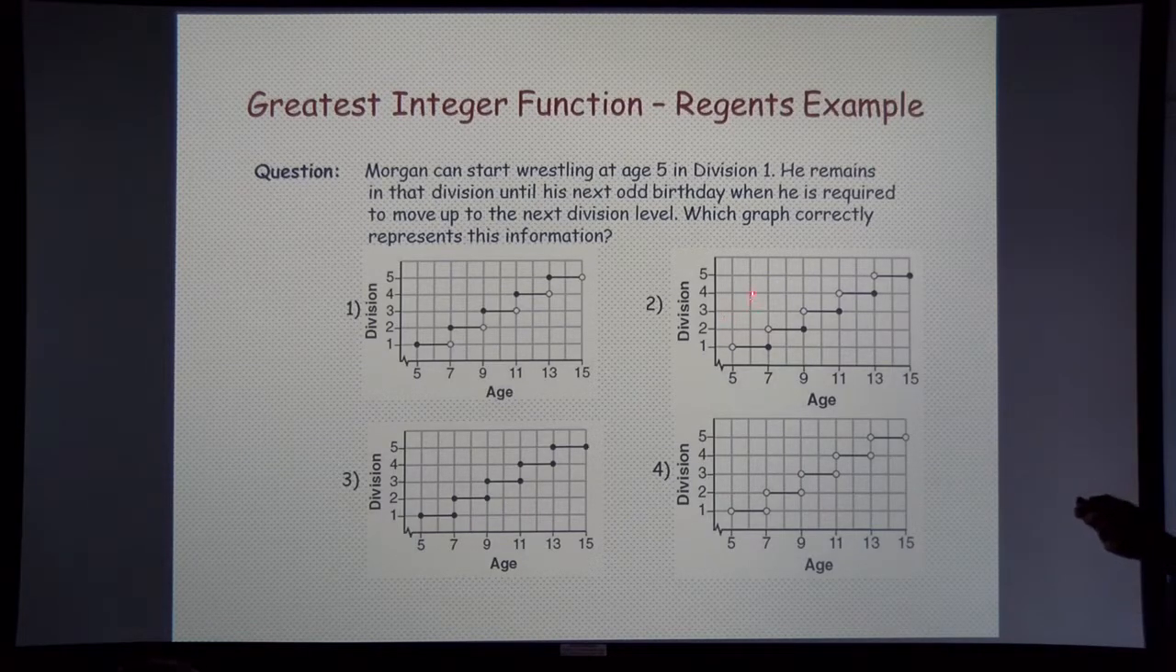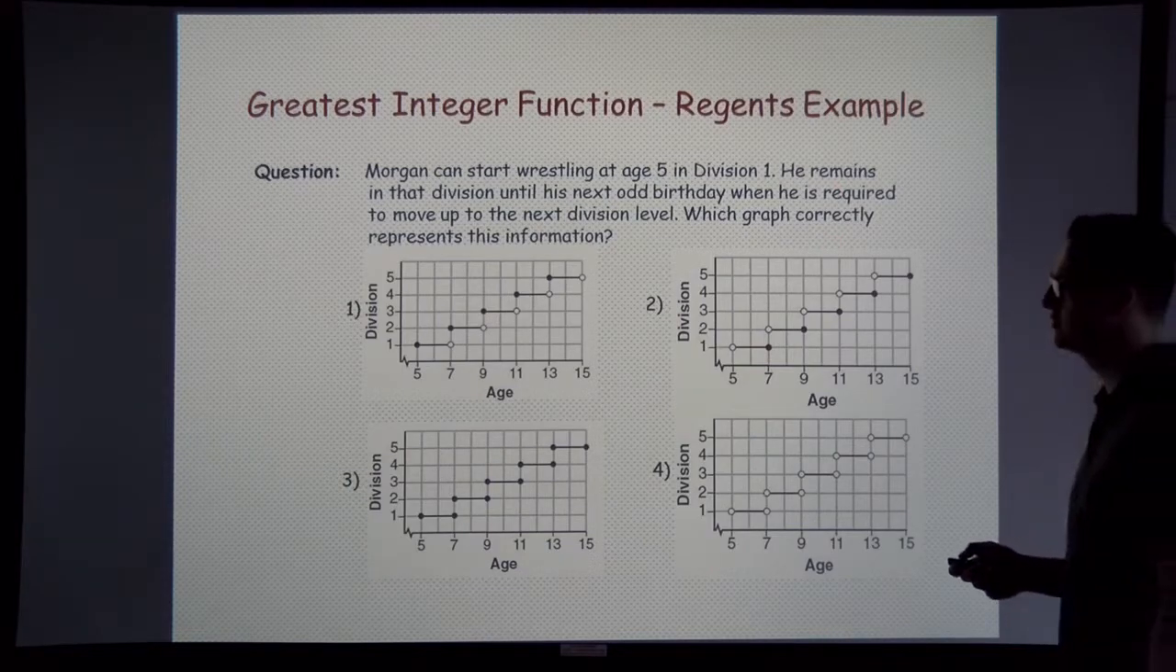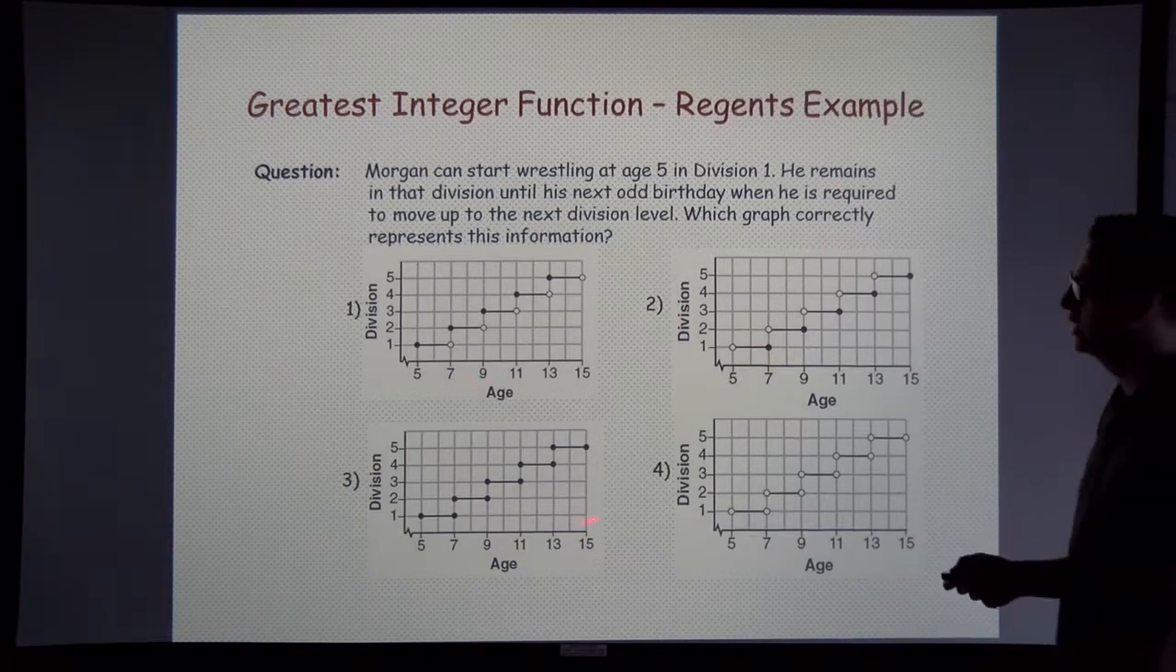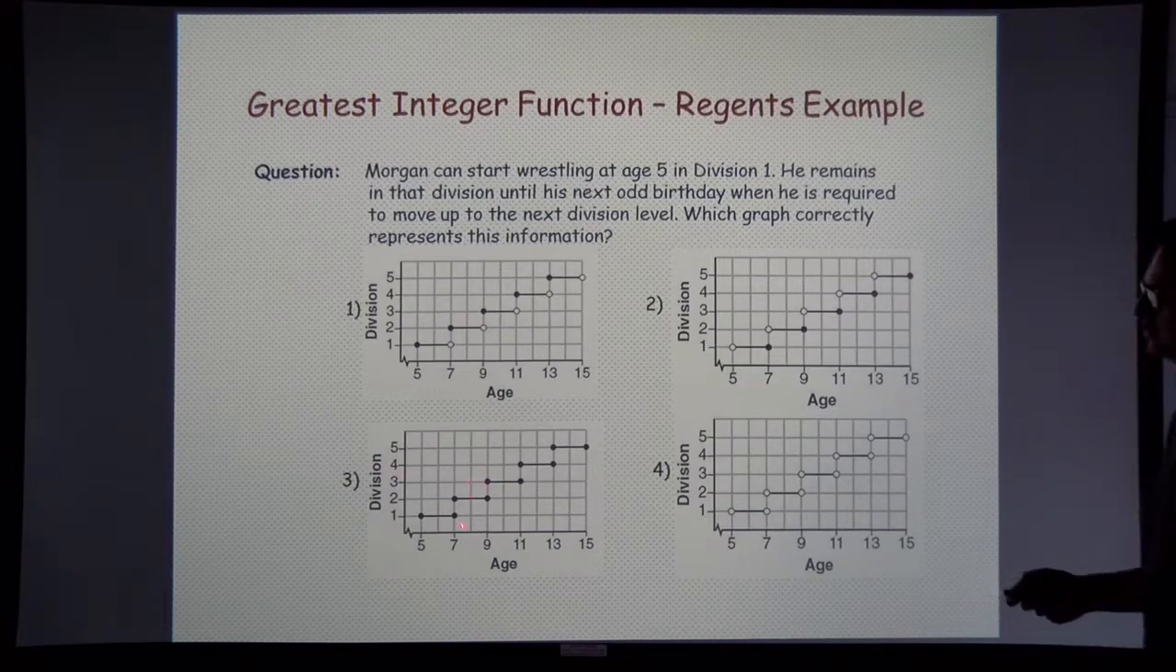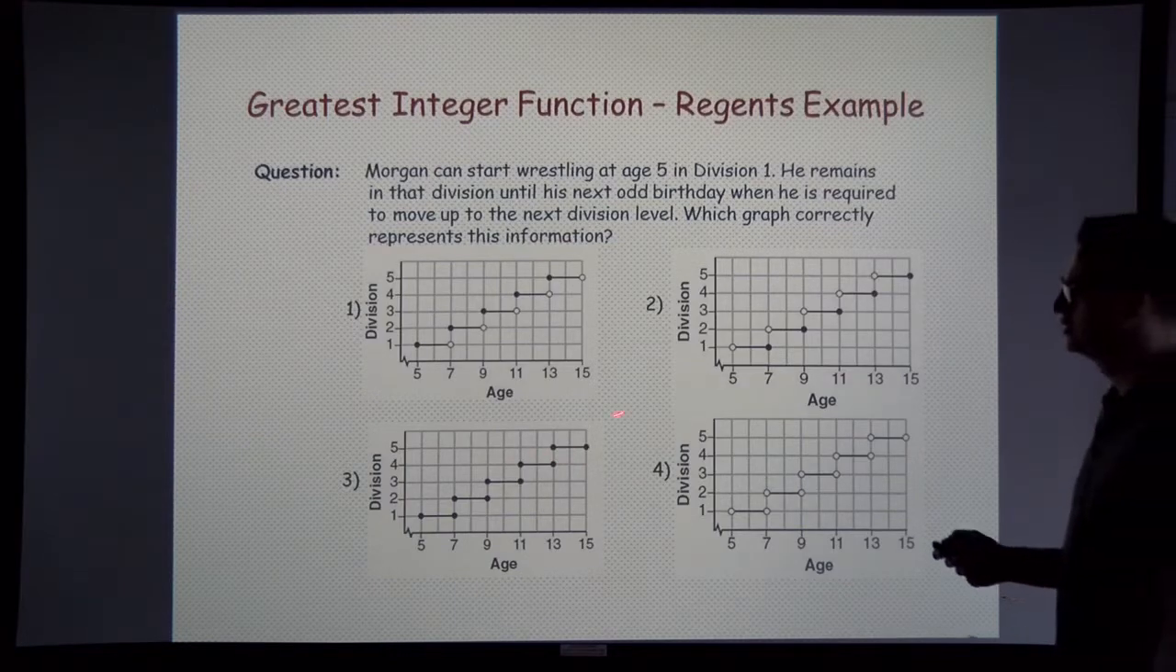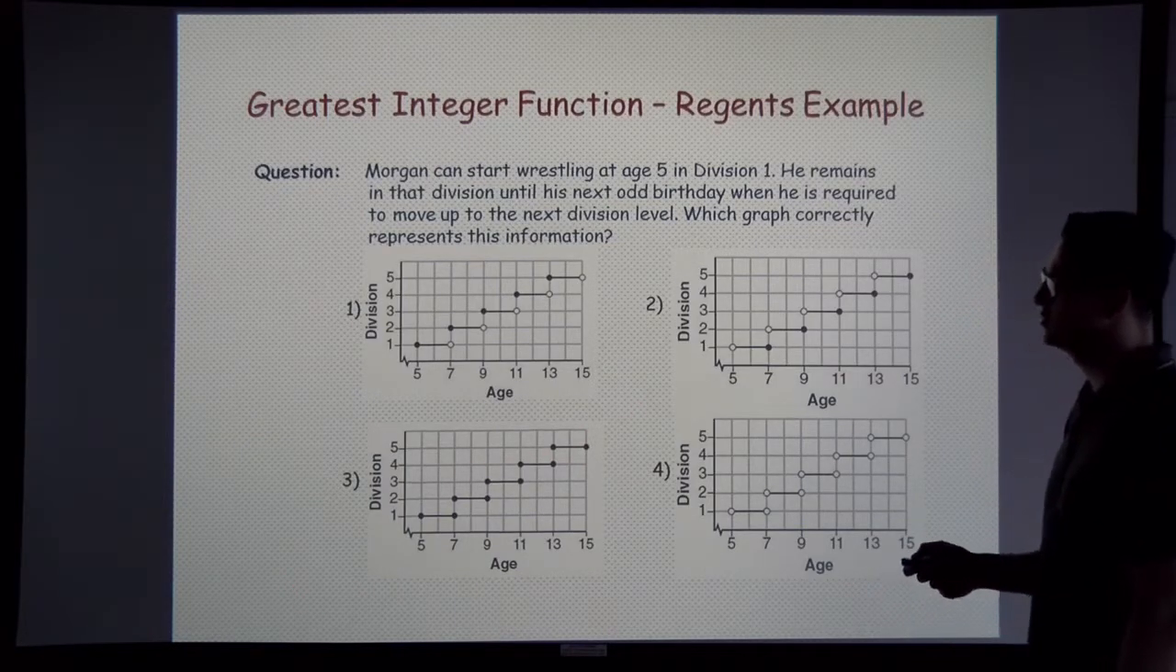So if you look at choice 2 and 4, you could easily eliminate those, because when he is age 5 in Division 1, they don't even have the point plotted. So we could quickly eliminate choice 2 and choice 4. If you jump to choice 3, we have an issue because at age 7 they have him listed in 2 different divisions, the first division and the second division. Same thing at age 9, age 11, and 13. So we would eliminate choice 3 as well.